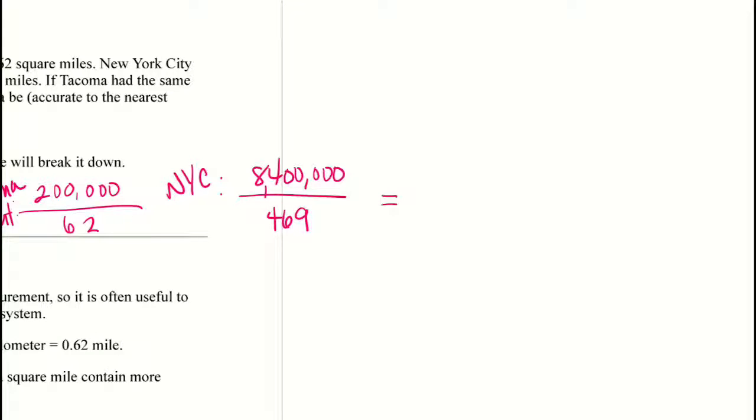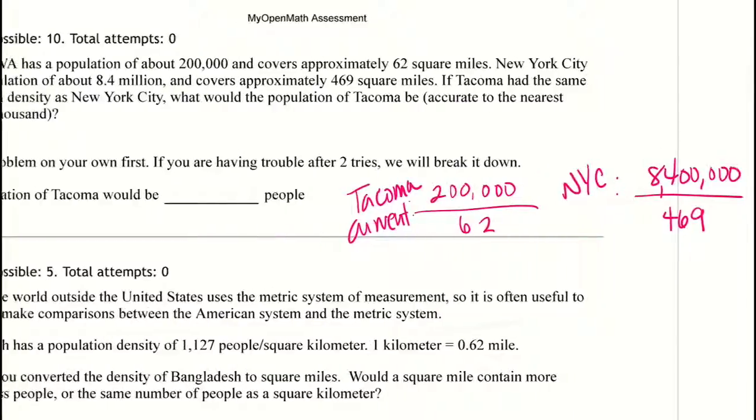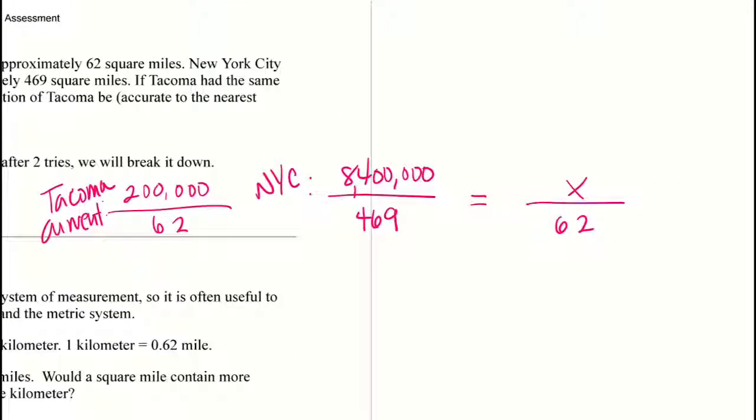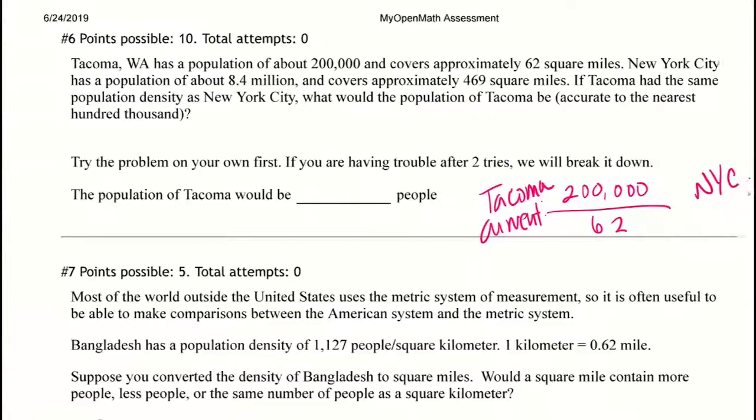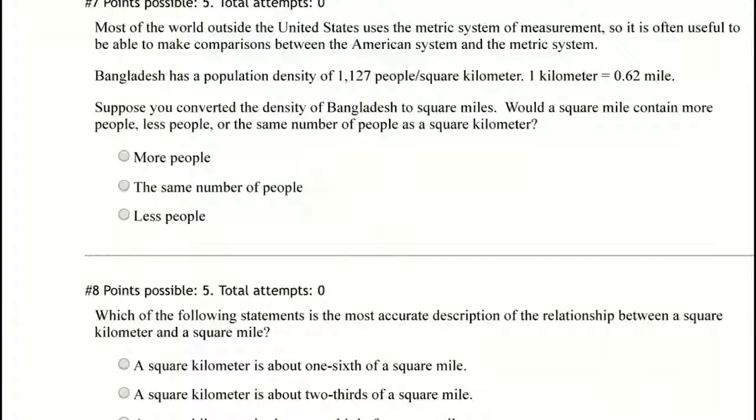Plug that in our calculator. And that's what we're going to set equal to Tacoma. So because Tacoma has 62 square miles, that's going to be the denominator. And now we need to figure out what would the population be if Tacoma and New York City had the same density.